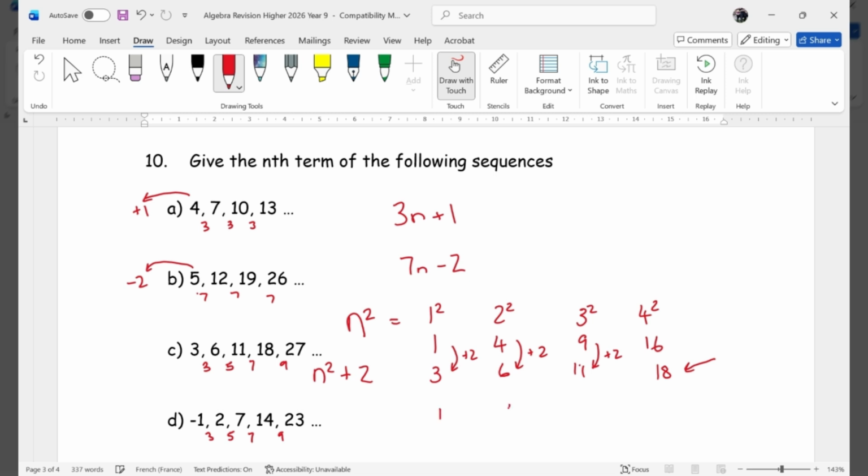Or if we start again with that n squared, 1, 4, 9, 16, and write our second one, minus 1, 2, 7, and 14. This time, every number in our sequence is 2 lower than the n squared sequence. So this is the n squared sequence, but we'd have to take away 2 from every number to get that.